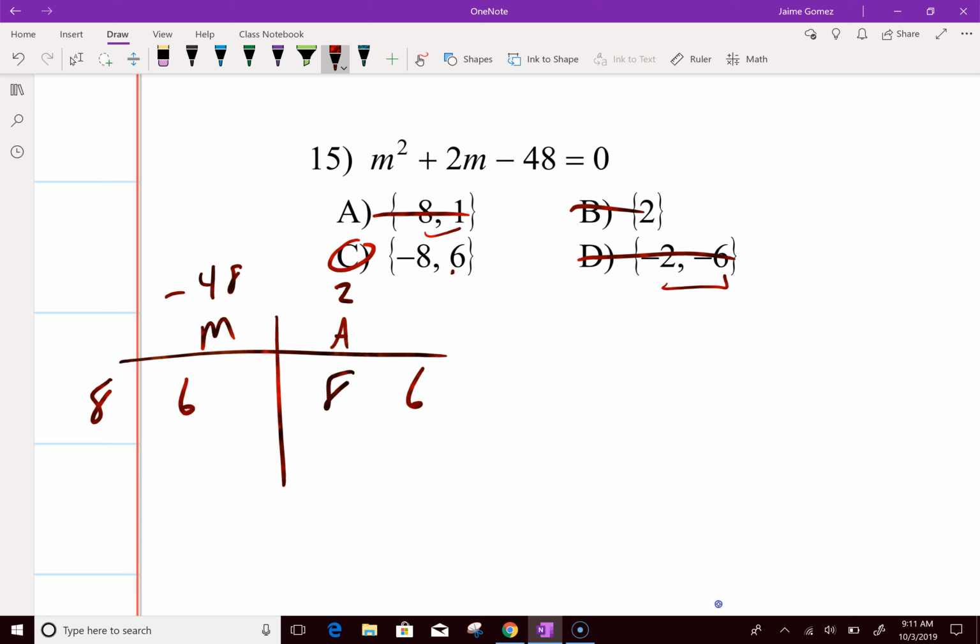This would have to be a positive 8. This would be a negative 6. 8 minus 6 is 2. So 8 times a negative 6. Again, these are factors, so change the sign from a positive 8 to a negative 8, and a negative 6 to a positive 6.